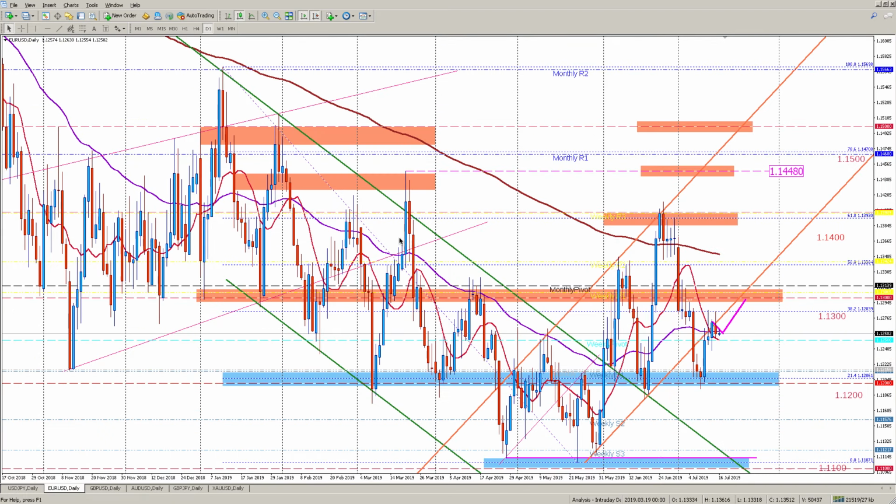Euro. And on Sunday we were talking about a potential pullback into this zone here, and at the moment it's hovering around the daily 55 EMA and could try to move up to retest this resistance zone at the 113.